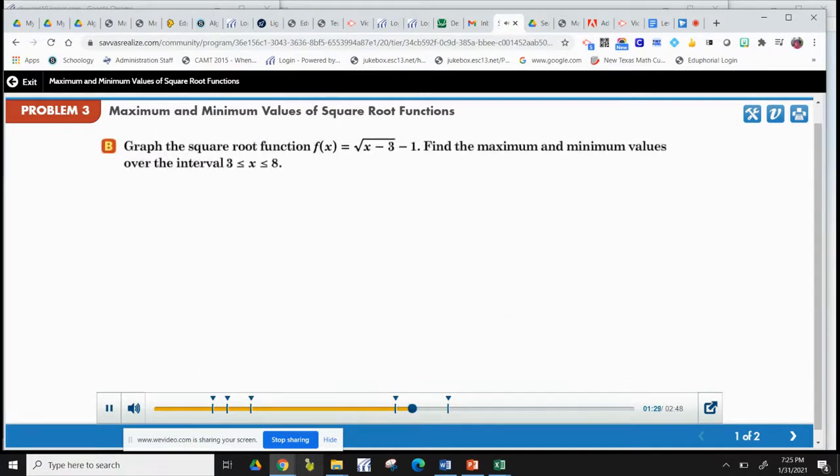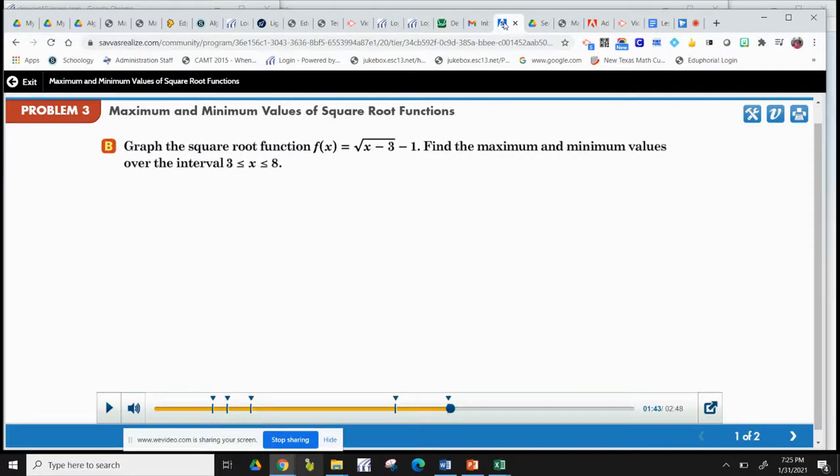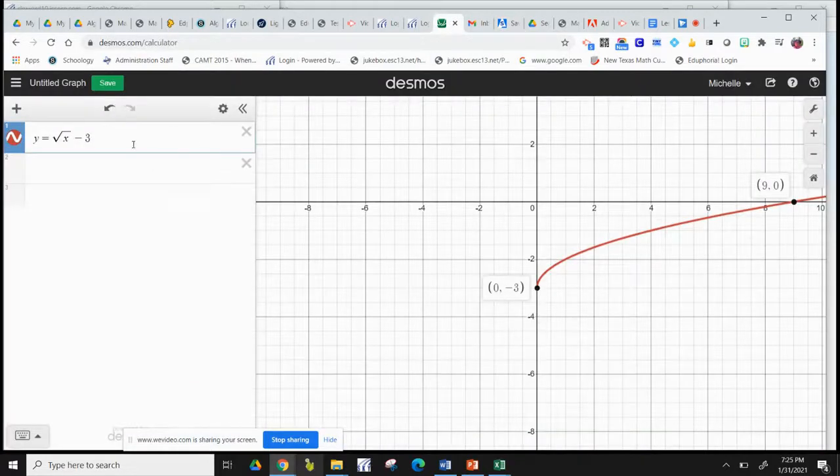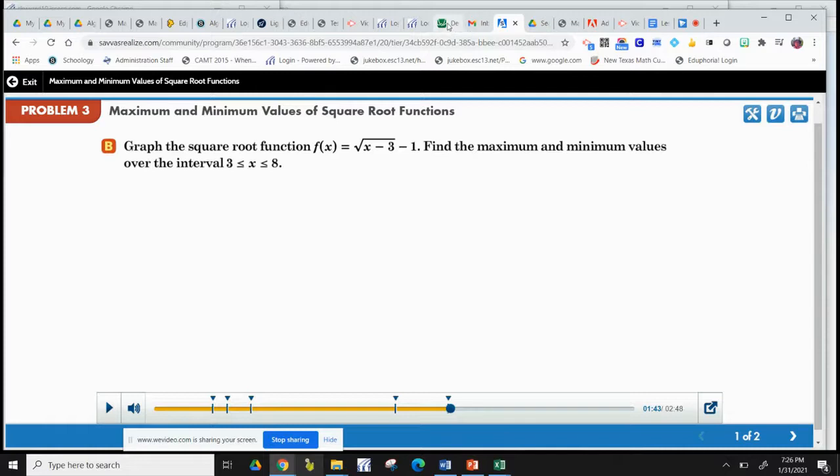Part B. Graph the square root function f of x equals the square root of the quantity x minus 3, minus 1. Find the maximum and minimum values over the interval x is greater than or equal to 3 and less than or equal to 8. Okay, this was x minus 3 minus 1. They want us to find the maximum and the minimum over the interval between 3 and 8.